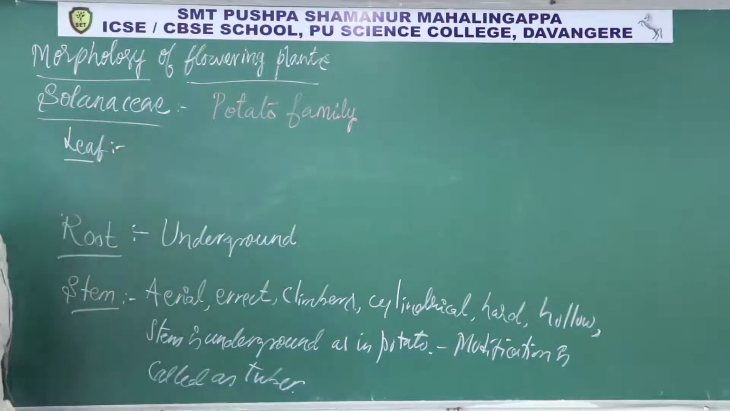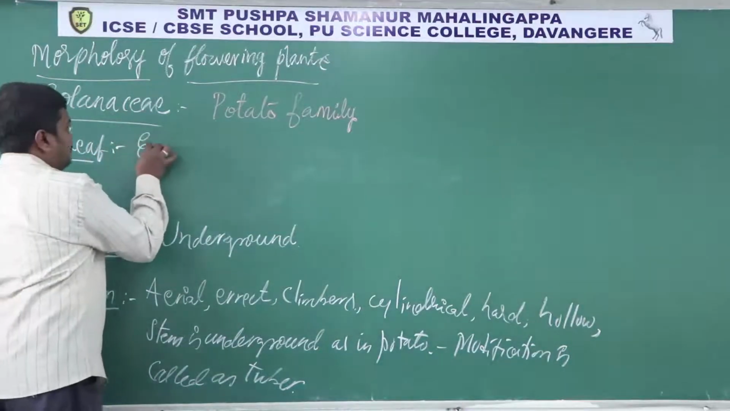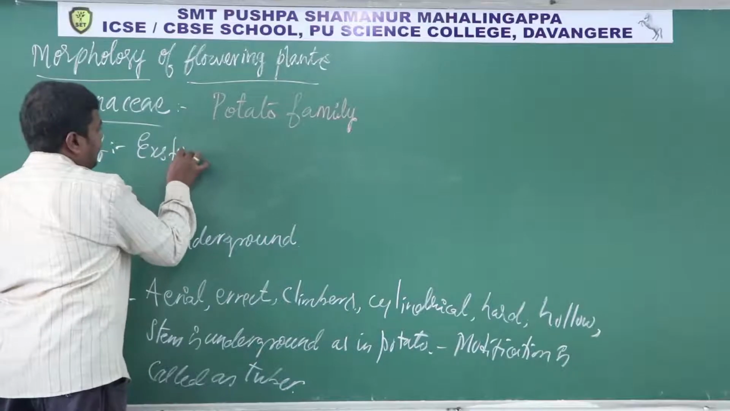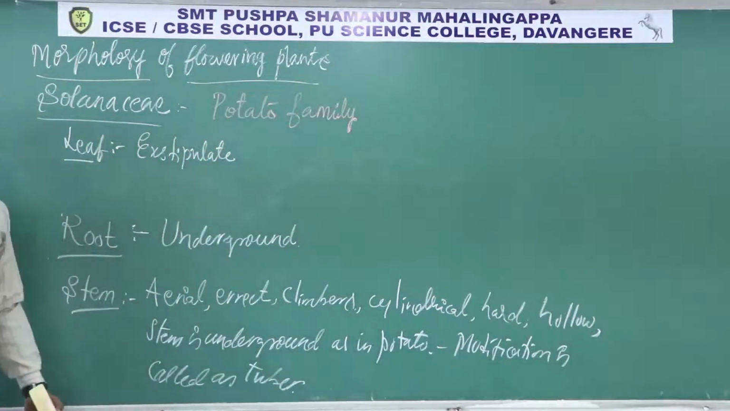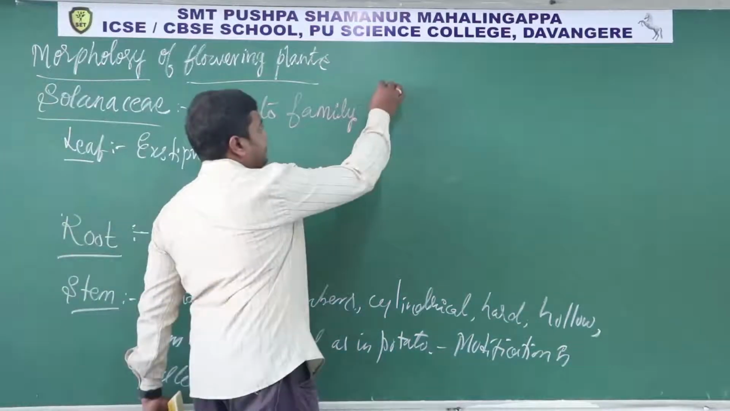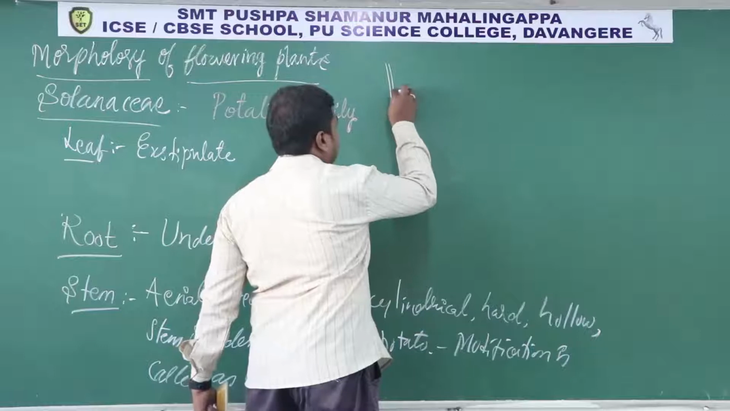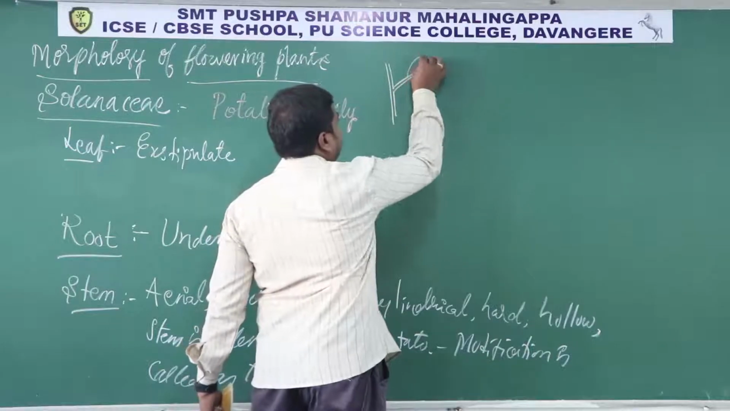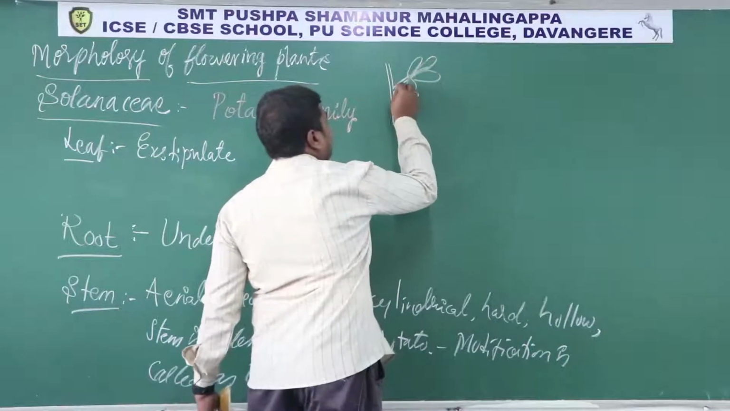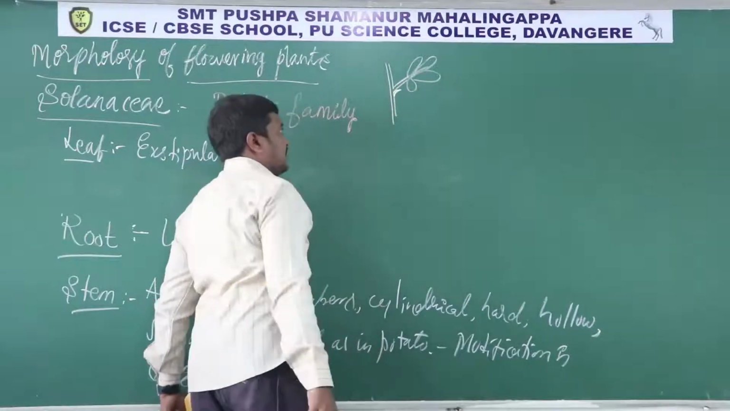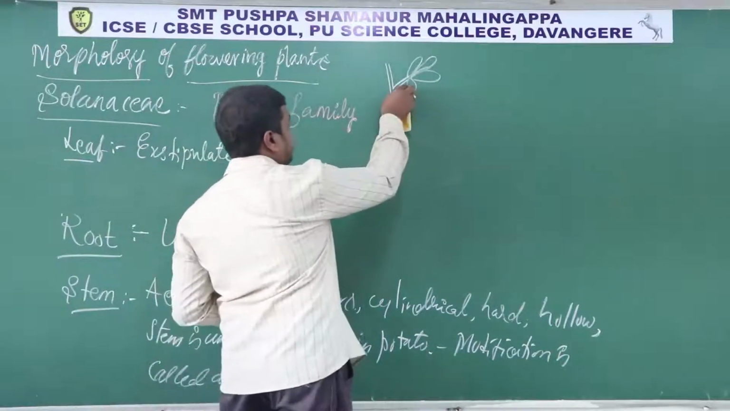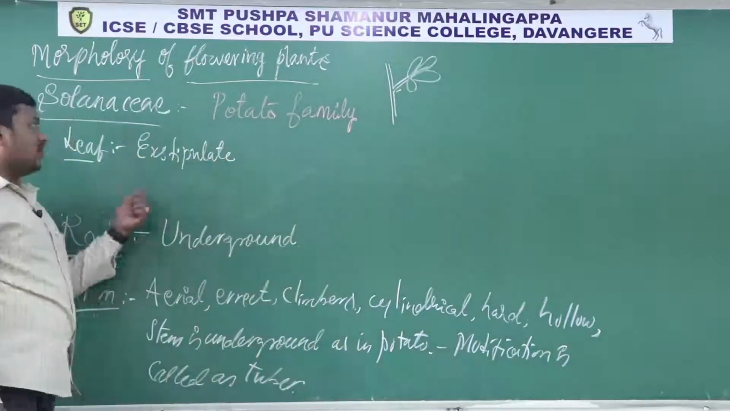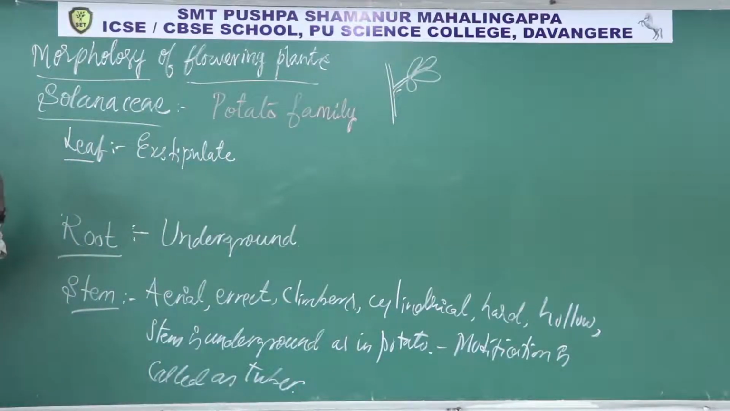The next vegetative character is leaf. The leaf is exstipulate. At the base of the leaf, no appendage is present, so the leaf is exstipulate; stipule is absent. Yesterday we discussed that if a small appendage is present at the base of a leaf, it is called stipulate. If it is absent, it is called exstipulate. In Solanaceae, leaves are exstipulate.